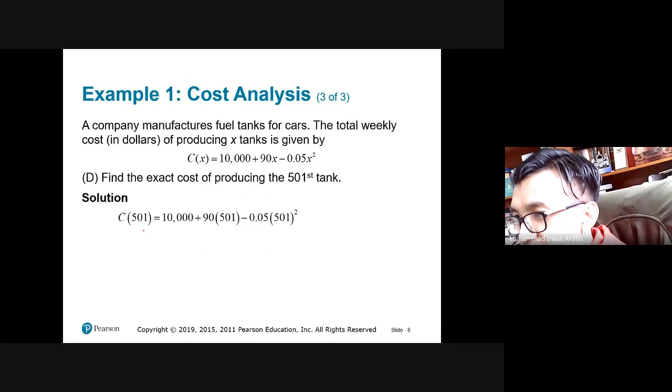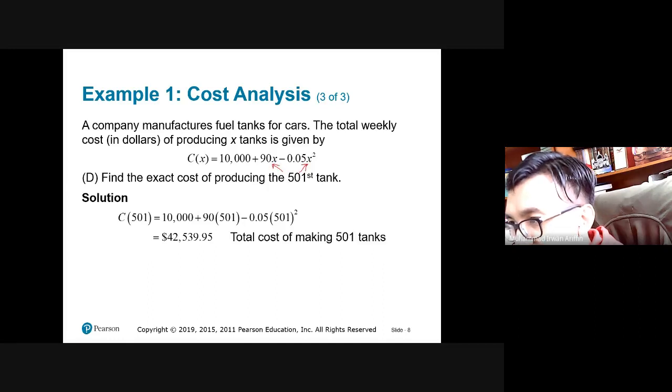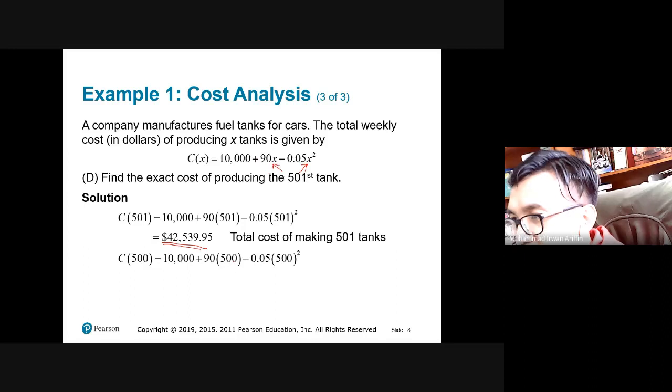First of all, we find the total cost of producing 501 tanks. So what do we need to do? We simply substitute the value of x with 501. Now, the total cost of making 501 tanks is given here, 42,539.95. What is the total cost of producing 500 tanks? We simply substitute 500 into x.